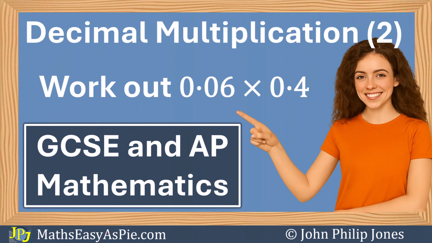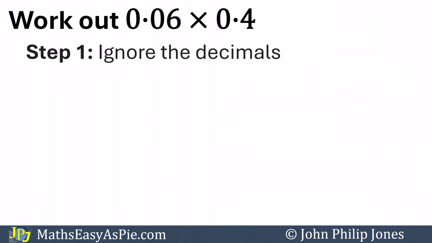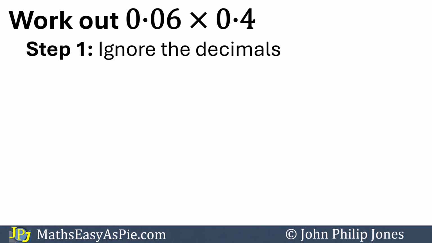In this video, we're going to look at the steps involved in working out 0.06 times 0.4. For step 1, we ignore the decimal places and we can write out 6 times 4. And of course, 6 times 4 is equal to 24.